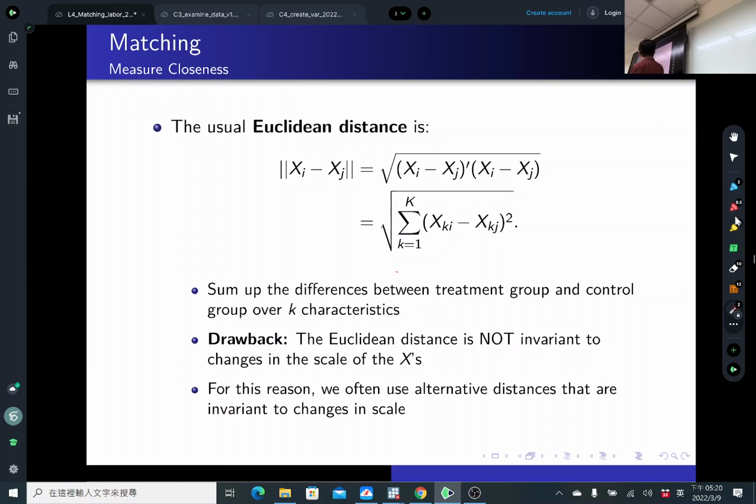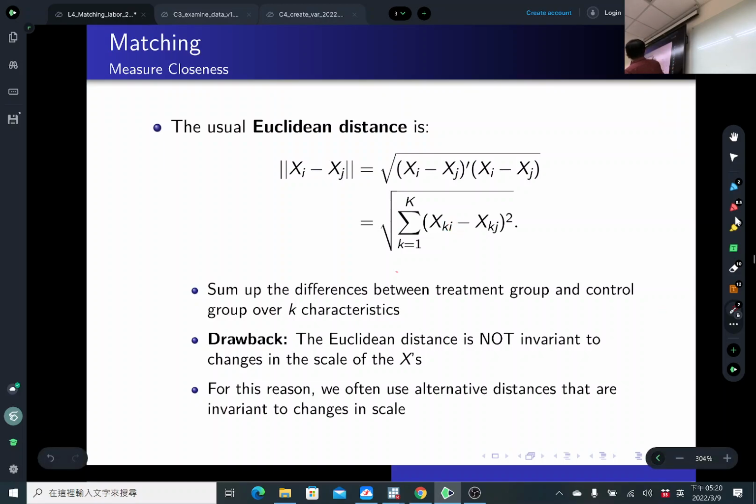But now we have other variables we also need to calculate, and we calculate them for each sample. We calculate k variables, this difference. For example, we have age and education, these two variables.